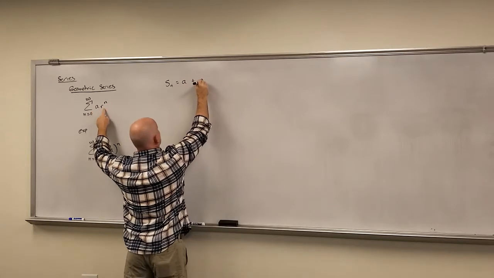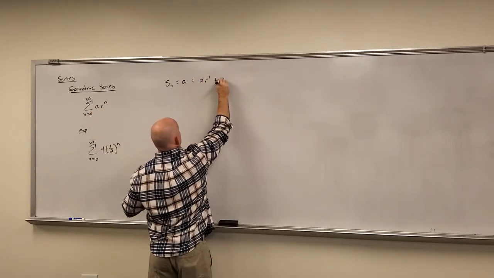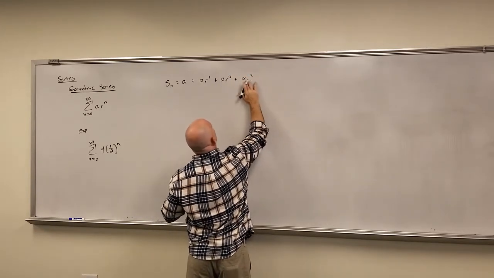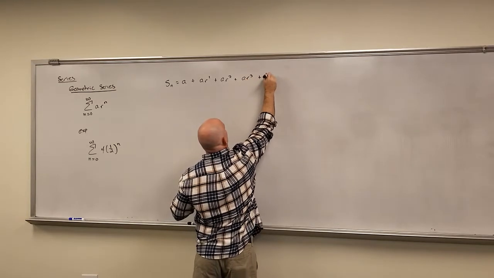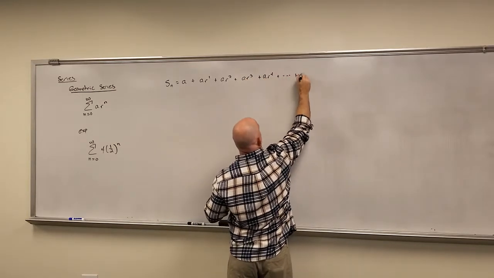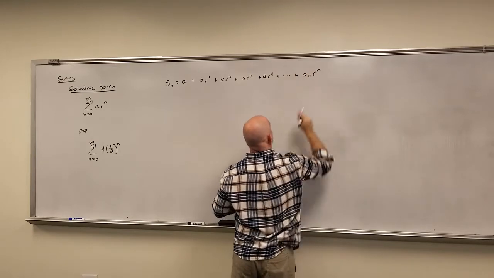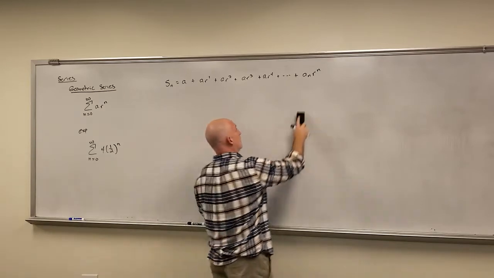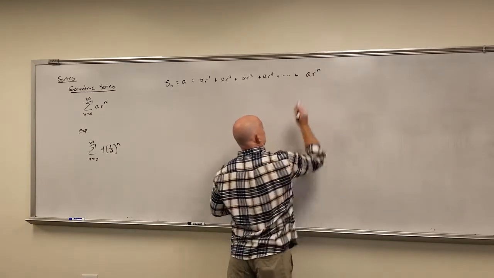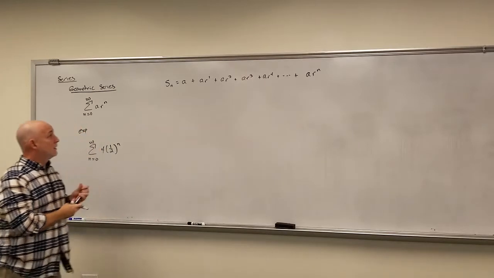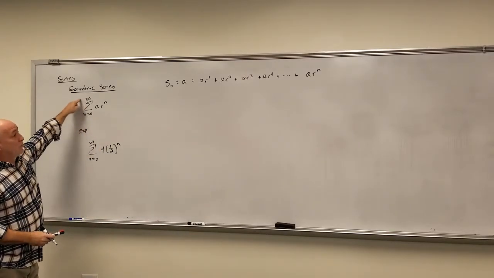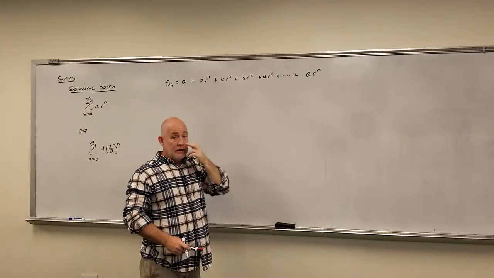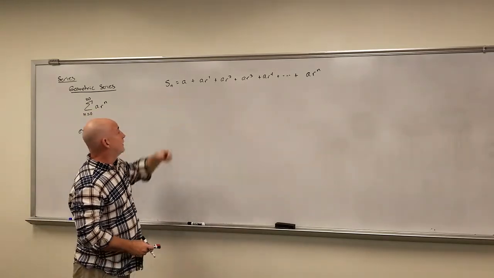Then it'll be a r to the first, a r to the second, a r to the third, a r to the fourth, all the way out to the very last one in the partial sum, which would be a r to the n. Okay, so the idea here is we didn't go all the way out to infinity, we just went up to some value. I used the same letter n here, I probably shouldn't have. Now if we wanted the whole thing, we'd have to let n go to infinity.